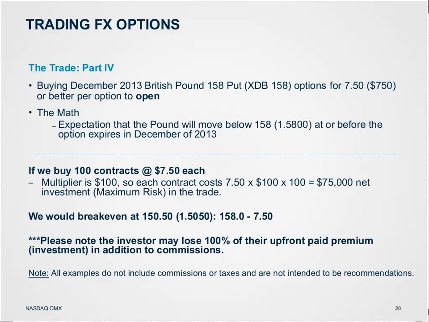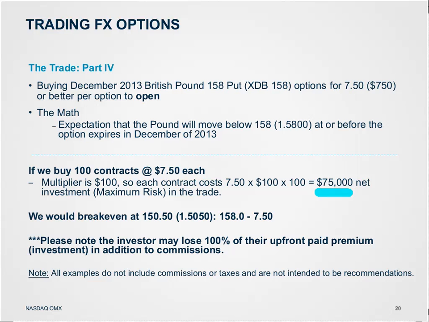And essentially with this hedge, we have the expectation that the pound will move below 158 before this option expires in December of 2013. So in terms of where we stand, out-of-pocket cost is going to be pretty substantial. It's right here, $75,000. That is $750 per option times 100 contracts.